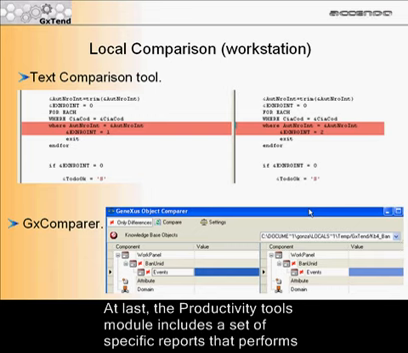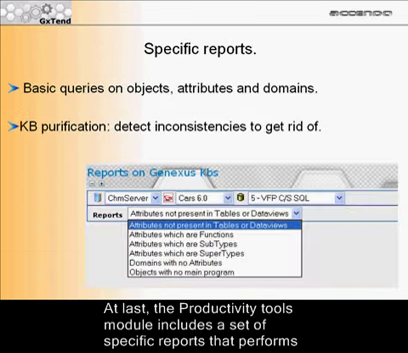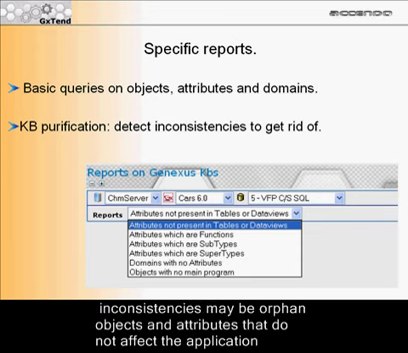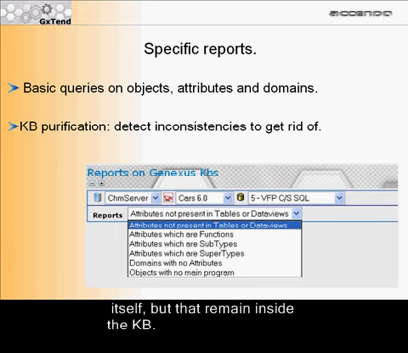At last, the Productivity Tools module includes a set of specific reports that perform basic queries and also help get rid of inconsistencies in the KB. For example, these inconsistencies may be orphan objects and attributes that do not affect the application itself, but that remain inside the KB.